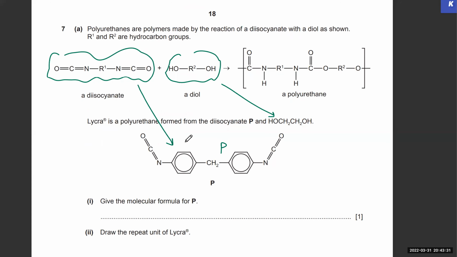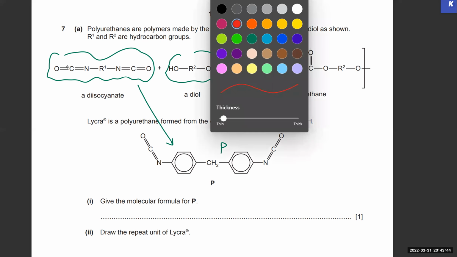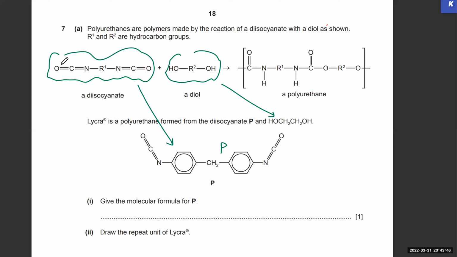So all you have to do now is, over there they're using R, so you have to figure out what R is. If you look carefully, you can try matching this. You have O double bond C double bond N, right? So that's this part. I'm underlining this. So that's similar. And then you have R1. So what is R1? I think this entire thing is R1.